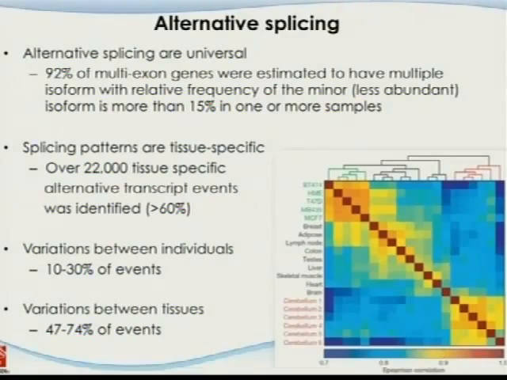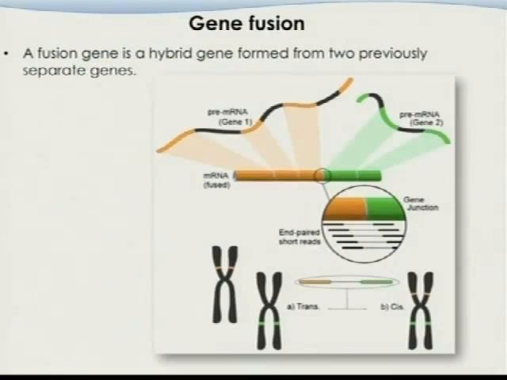Okay? So this is another paper using an RNA sequencing experiment, the first time we are able to understand how diverse our transcriptome is in terms of alternative splicing. Over 92% of multi-exon genes are alternatively spliced. This is remarkable. And another study is to study gene fusion.